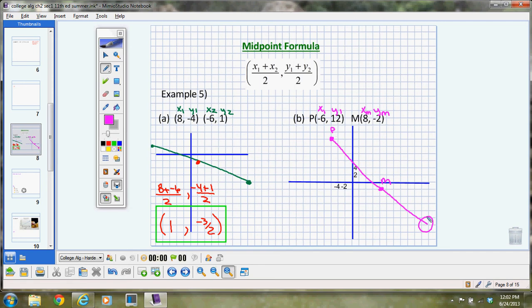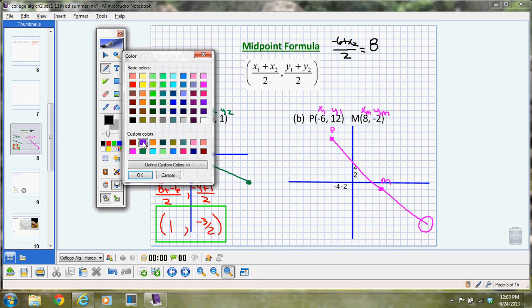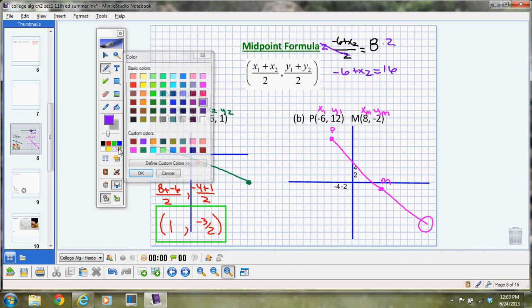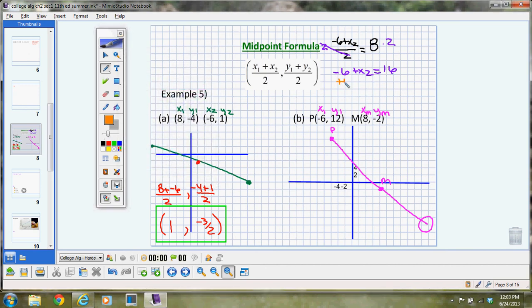Okay, so using the formula, I'm going to do it up at the top. I have x1, it's going to be negative 6 plus x2, divided by 2, is going to be equal to 8. So to solve that, I need to multiply both sides by 2 to get that 2 off the bottom. That will cancel, and I get negative 6 plus x2 equals 16. And then you add your 6 to both sides, and I get x2 equals 22.